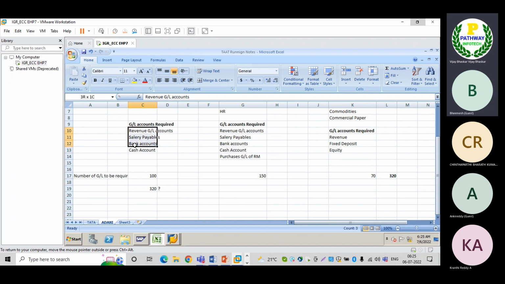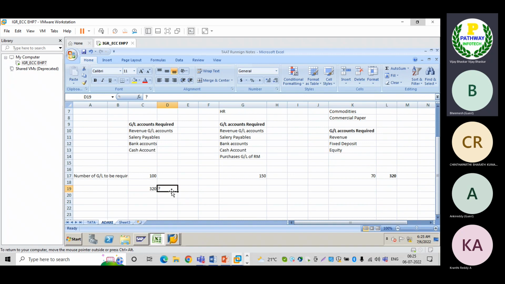Only these are the GL accounts required to run this legal entity. Apart from this, if I add additional purchases and investments, then what is the use of them? I am not going to use them for this legal entity, right? So that is the reason SAP has come up with this approach.